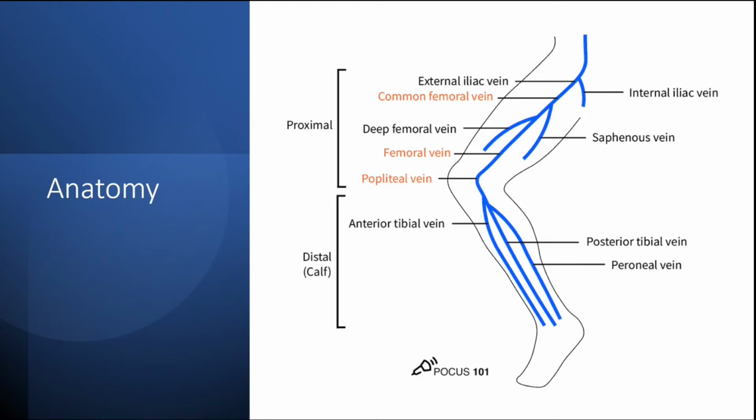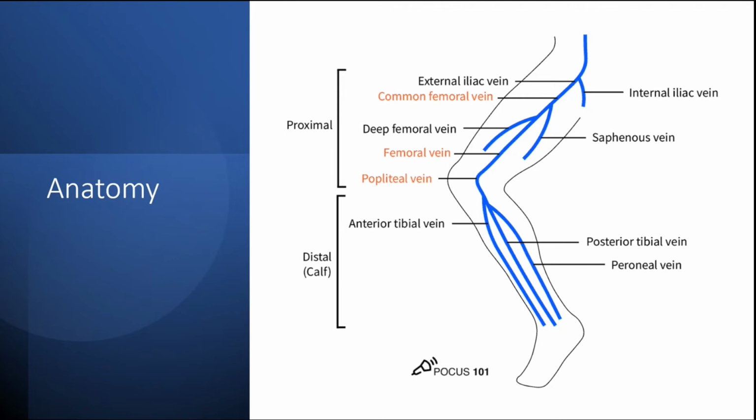Now let's review the anatomy. The venous anatomy of the lower extremity is pretty simple. Going from proximal to distal, the most important veins in the leg we need to know for DVT are the common femoral vein, and coming down, the great saphenous vein. At this level, the common femoral vein gives rise to the deep femoral vein, and then it becomes the femoral vein.